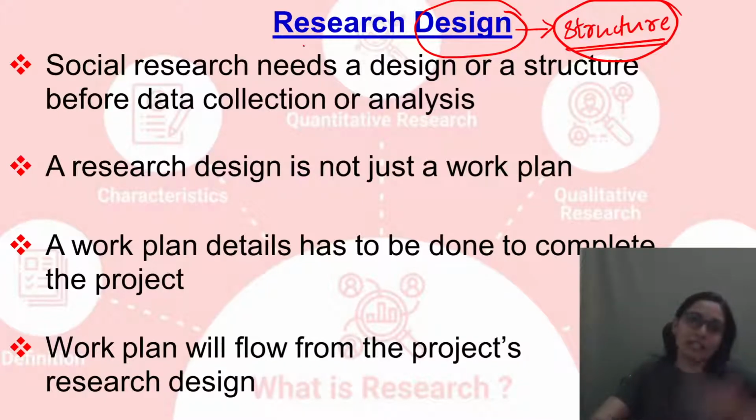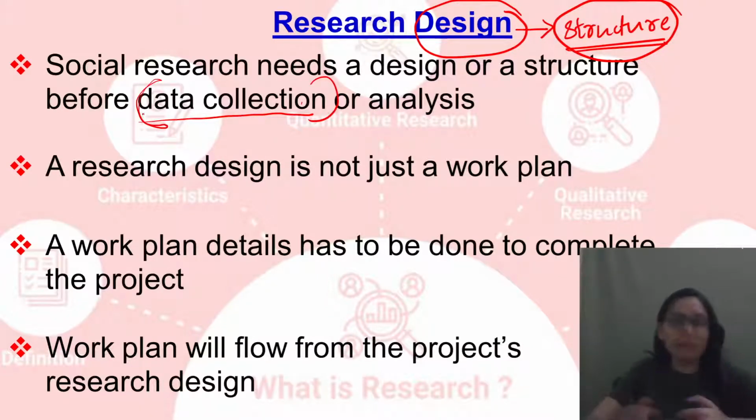So that is what is explained under research design. Social research needs a design or a structure before data collection or analysis. Before we collect the data or before we analyze the data, we know that data is the most important part of the research. Even though data is the most important part, even before data collection, we need to make a structure or a design.